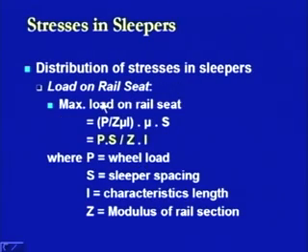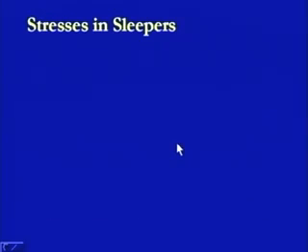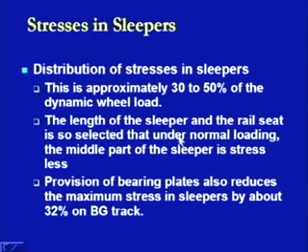So, in this case, whatever load comes at the rail seat, this maximum load on the rail seat can be computed by using this formula, P divided by Z multiplied with mu multiplied with the characteristic length L, and this whole system is multiplied with mu into S, where S is the sleeper spacing, mu is the track modulus, Z is the section modulus, and P is the wheel load, and finally it transforms into P multiplied with the spacing and divided by Z into I. In this case, there is approximately 30 to 50% of the dynamic wheel load.